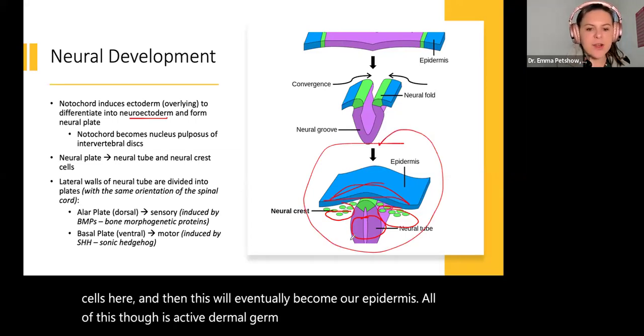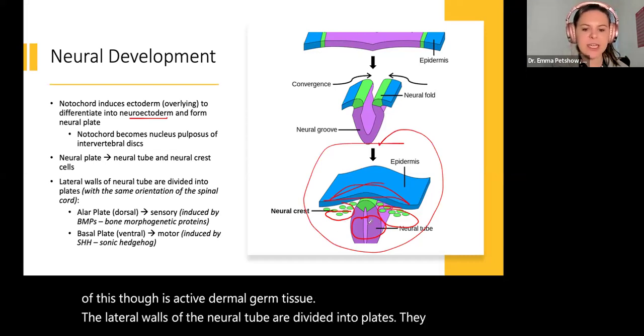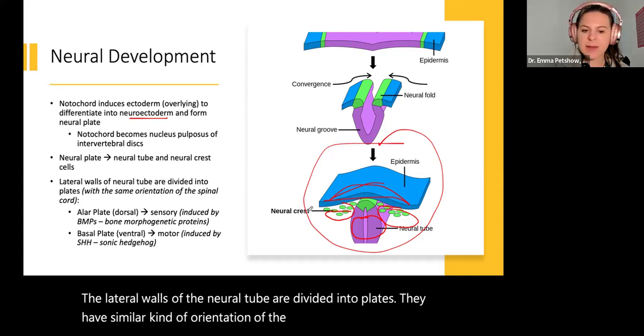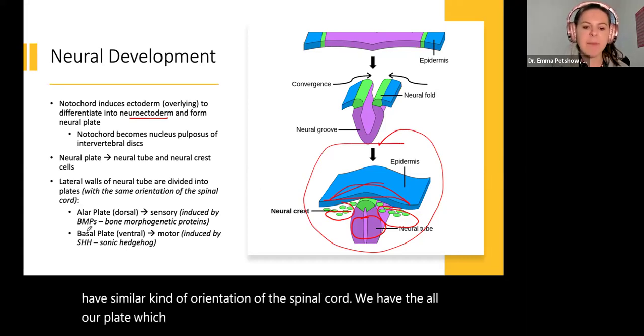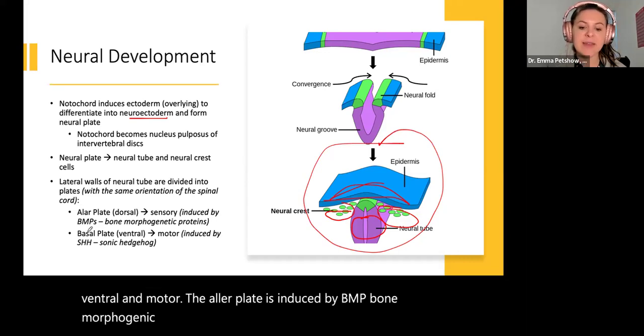The lateral walls of the neural tube are divided into plates. They have similar kind of orientation of the spinal cord. We have the alar plate, which is dorsal and sensory, and basal plate, which is ventral and motor. The alar plate is induced by BMP, bone morphogenic protein. The basal plate is influenced by SHH, our sonic hedgehog gene.